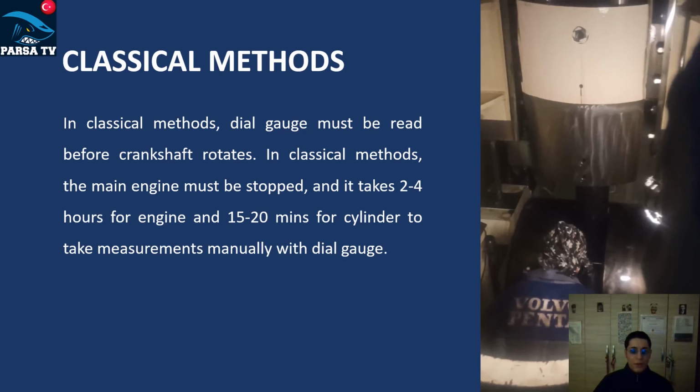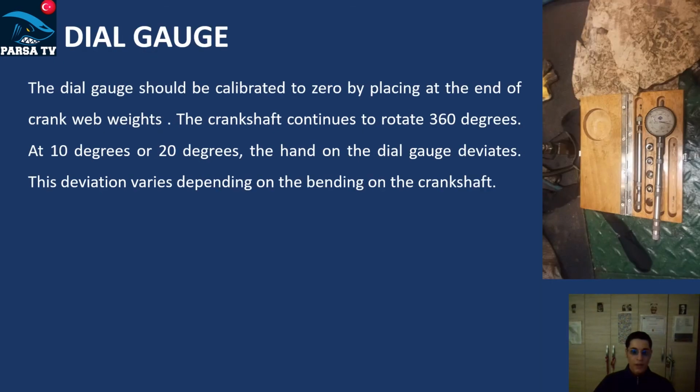So in this video you can hear the turning gear motor from behind, so it rotates the crankshaft. Dial gauge. The dial gauge should be calibrated to 0 by placing it at the end of the crankweb. The crankshaft continues to rotate 360 degrees. At 10 degrees or 20 degrees, the hand on the dial gauge deviates. This deviation varies depending on the bending of the crankshaft.